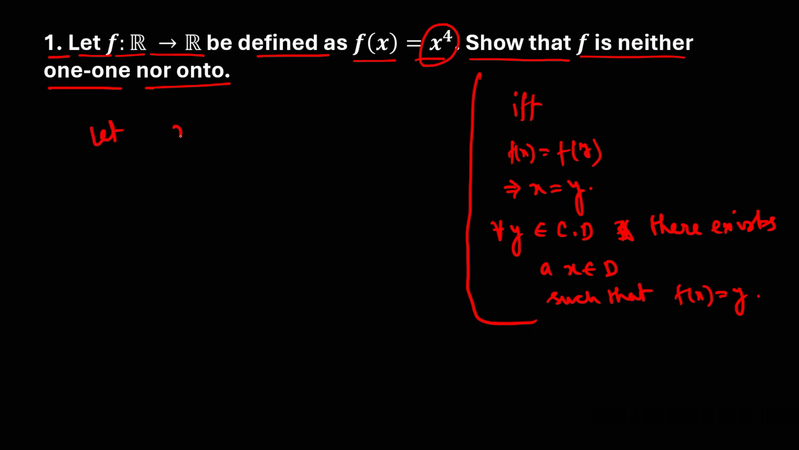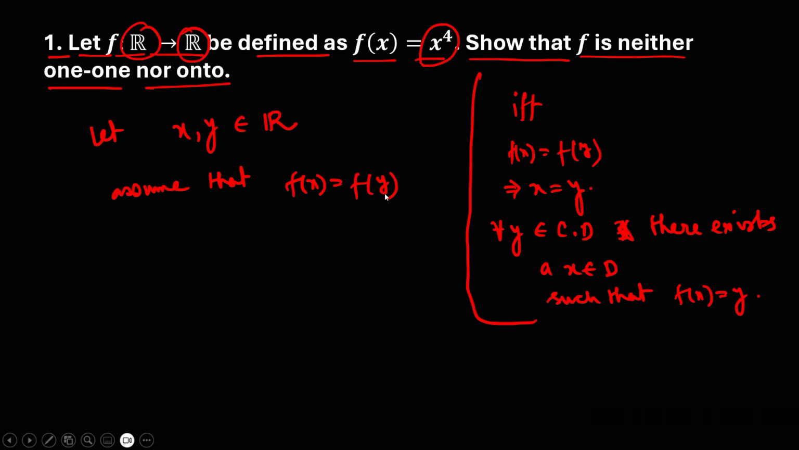Let x, y belong to R, the set of real numbers, because it is defined on the set of real numbers. And assume that f(x) equal to f(y). Please follow the way in which I am solving these equations. This is the standard way to solve. You have to do it like this in exams to solve these problems.